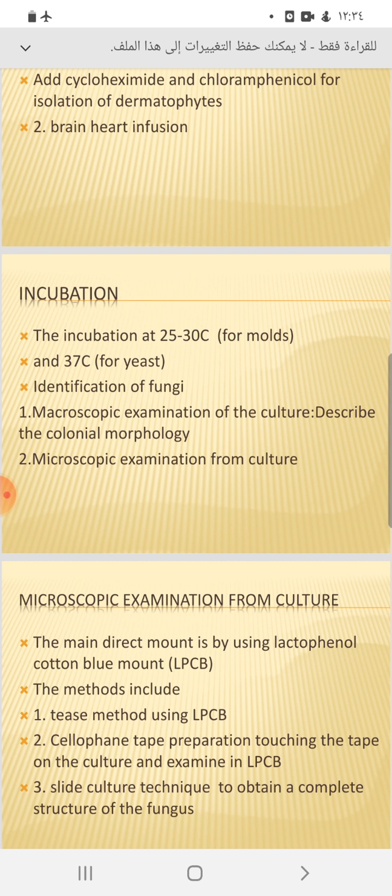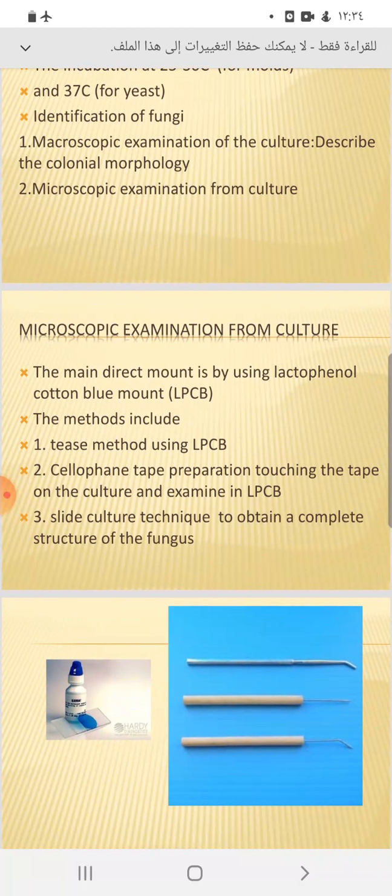The identification of fungi usually depends on the colony morphology and, of course, on the microscopical examination of the culture. For the microscopical examination from the culture, if we are going to prepare a slide from a culture medium, we have many methods.